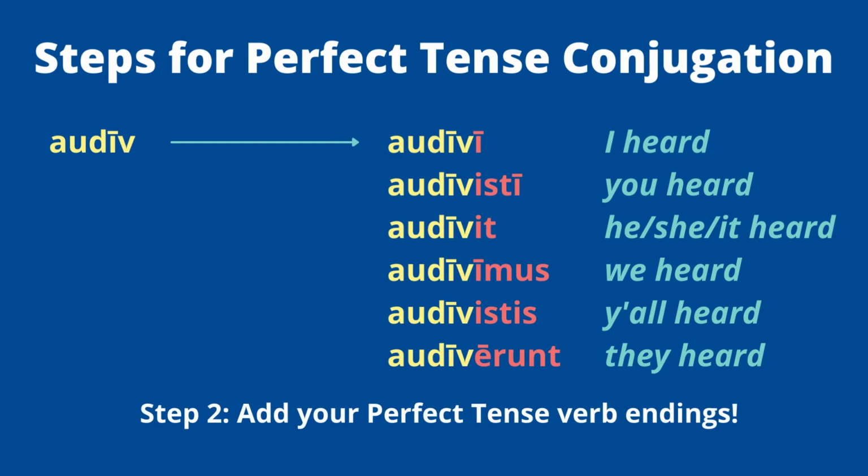So from audivi, the audire, the verb to hear, I would take my stem, add on isti, it, imus, istis, erunt, and I'm ready to go. That's it. So I get audivi, which means I heard, audivisti, which means you heard, and audivit, which means he, she, or it heard. Then I add on imus, istis, erunt, and I have we, you all, and they. That's all it is.